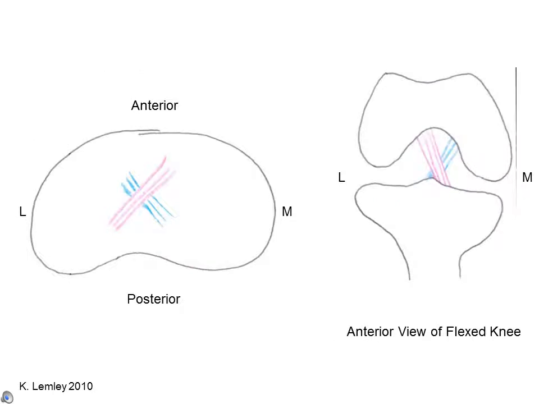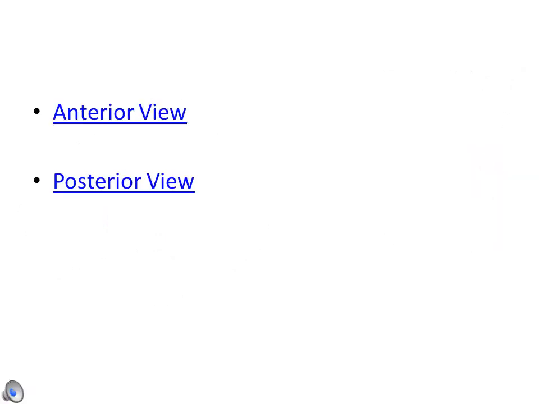Pause the lecture to draw in the anterior and posterior cruciate ligaments. In this drawing, the red is depicting the anterior cruciate ligament, whereas the blue is depicting the posterior cruciate ligament. The drawing on the left is a superior view, whereas the drawing on the right is an anterior view with the knee in the flexed position. These links have good anterior and posterior views of the cruciate ligaments.